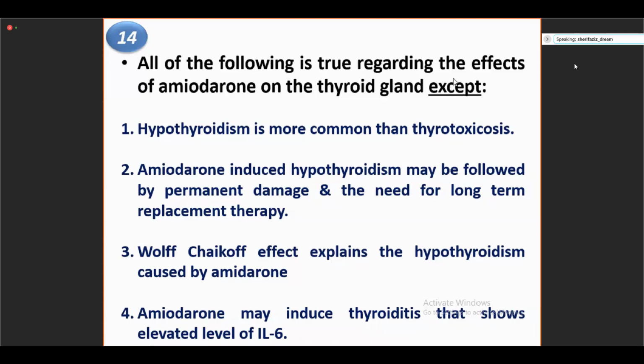All of the following is true regarding the effect of amiodarone on the thyroid gland, except: hypothyroidism is more common than thyrotoxicosis. Amiodarone-induced hypothyroidism may be followed by permanent damage and the need for long-term replacement therapy. Wolff-Chaikoff effect explains the hypothyroidism caused by amiodarone. Amiodarone may induce thyroiditis that shows elevated level of interleukin-6. This is a slightly difficult question. So what's the wrong answer here?